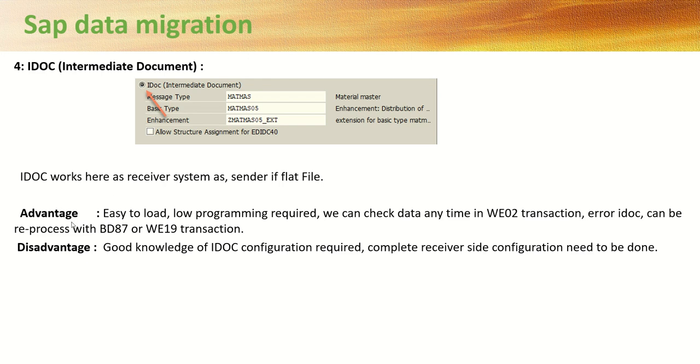The advantage of IDOC is that it is easy to load, and low programming knowledge is required. We can change the data anytime with the T-code WE02. We can find out the error. We can re-trigger the error IDOC with BD87 or WE19. The disadvantage of IDOC is that it requires good IDOC configuration knowledge. One should know how to configure the receiver system so that SAP can work as the IDOC receiver end.